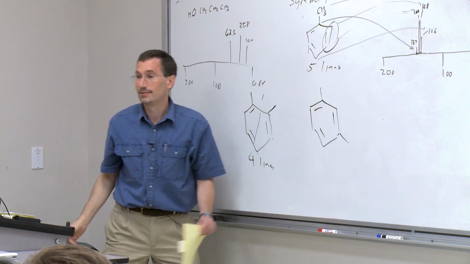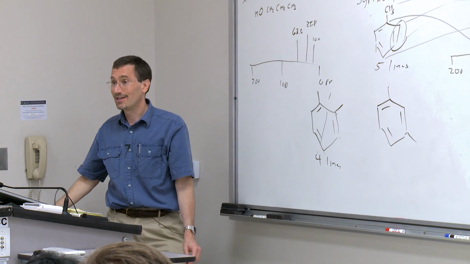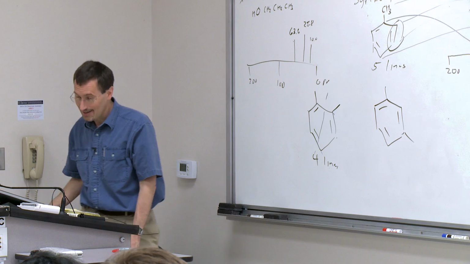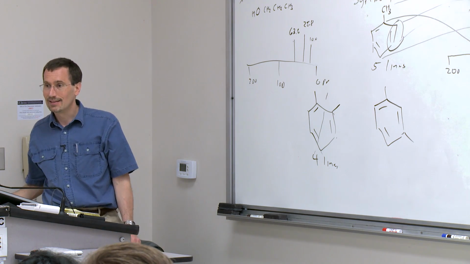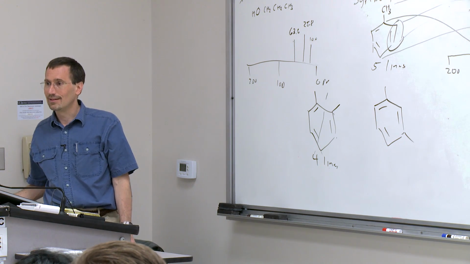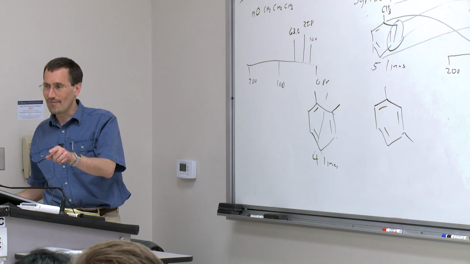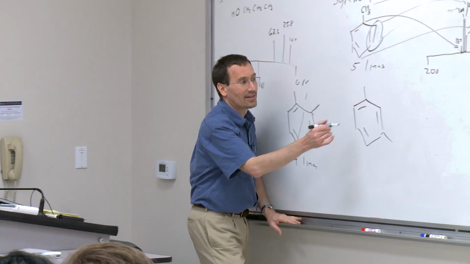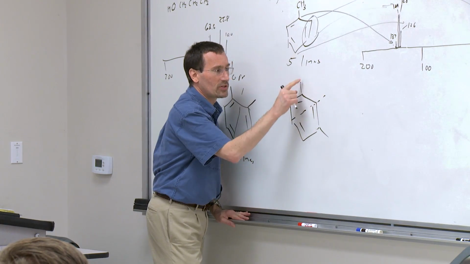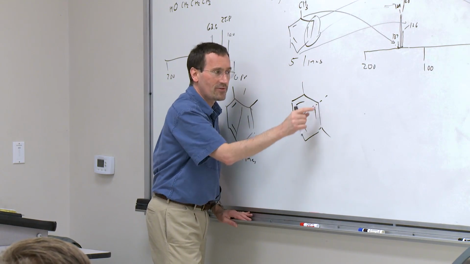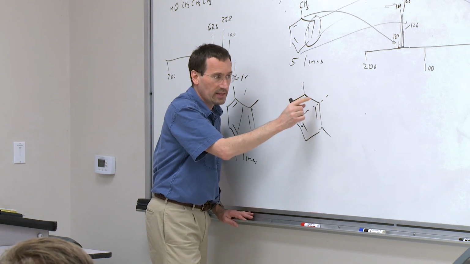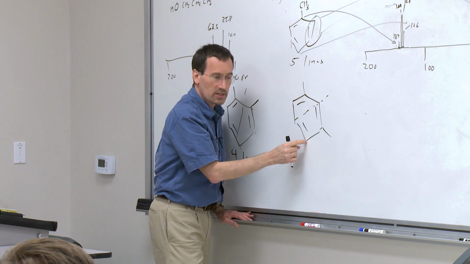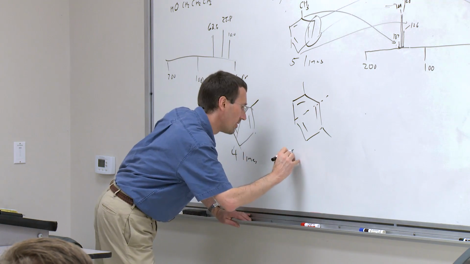Meta-xylene, how many lines? Five. You've got symmetry in the molecule, so your 2 methyls are symmetrical, your 1 carbon between them, the 2 carbons to which they're attached, these 2 carbons and this carbon.